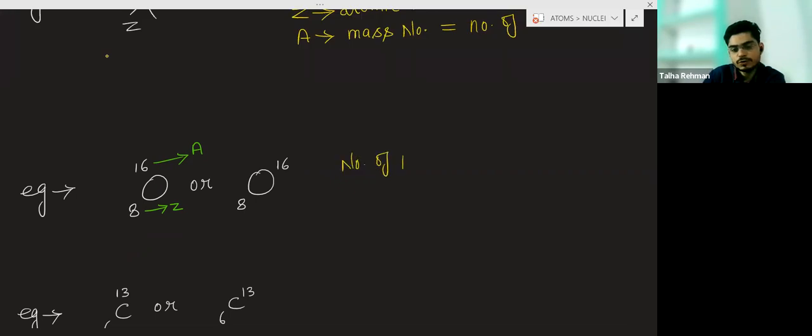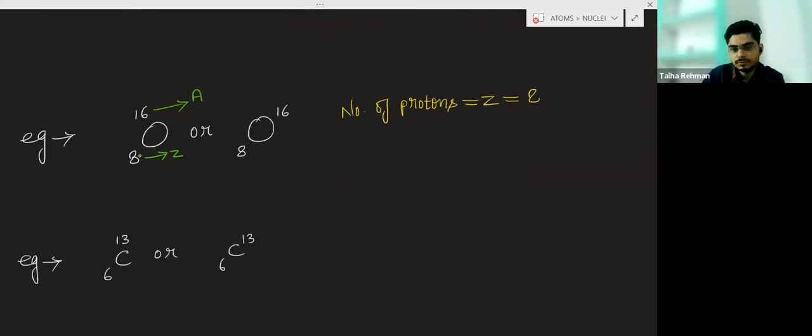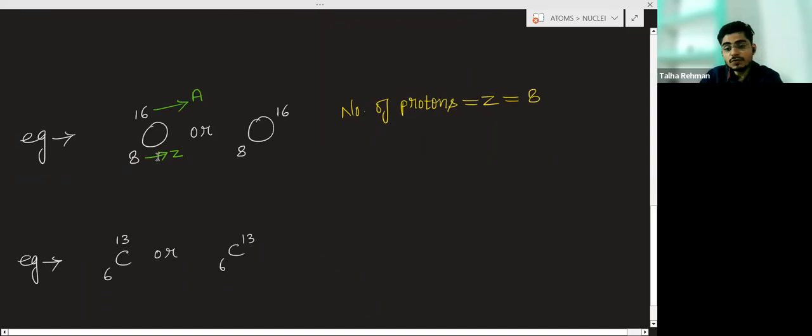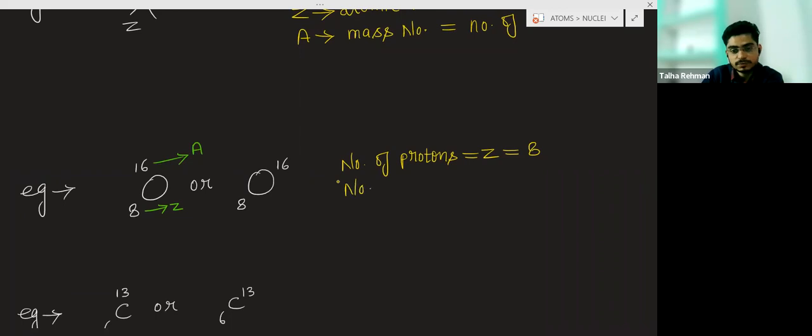So number of protons is equal to Z, meaning atomic number. And what is the atomic number? 8. If I want to calculate the number of nucleons, number of nucleons is equal to A, meaning mass number, that is equal to 16.